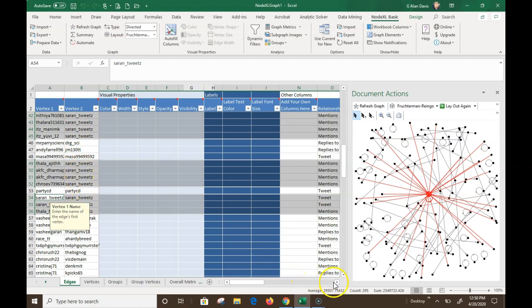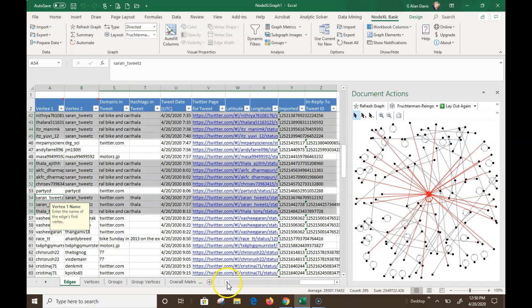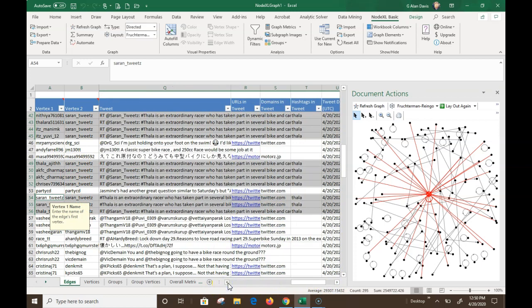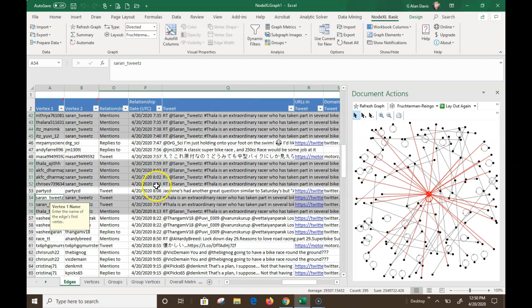And then it looks like, well, they're tweeting and they're mentioning things. So we can see what that Saren Tweets is saying. And then here in vertex 1 are all the different people who are following this Saren Tweets and reading the tweets that this person is saying.